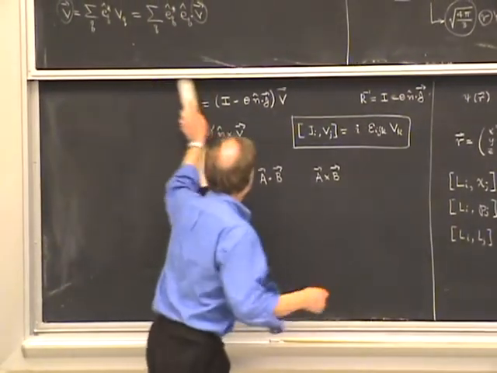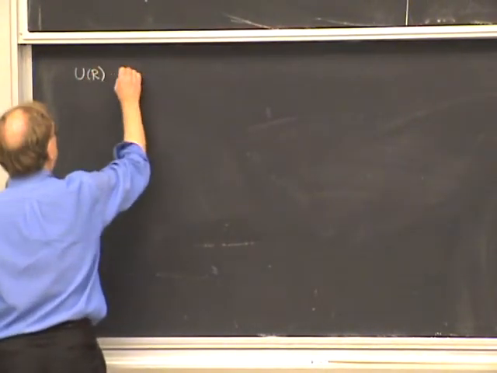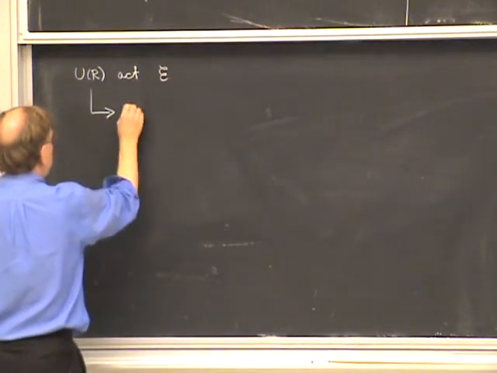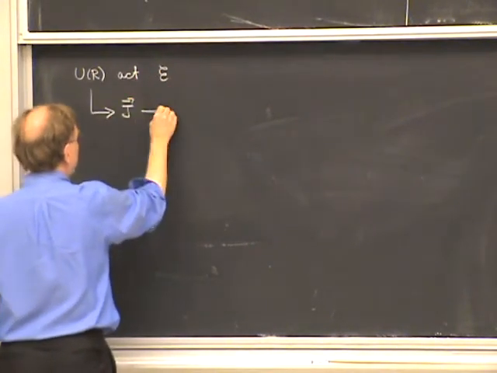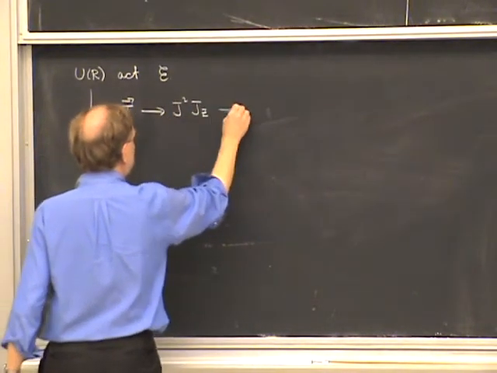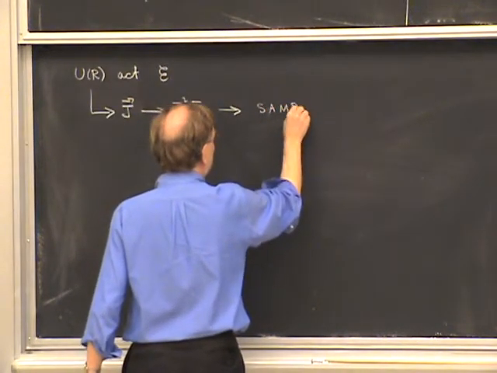I began this lecture reminding you of what happens when we have rotations acting on a Ket space. You've got unitary rotation operators. They act on some Ket space E like this. From the unitary rotation operators, we get angular momentum operators. From those we construct J squared and Jz, which commute and have simultaneous eigenstates. And from them we construct the standard angular momentum basis, like this.